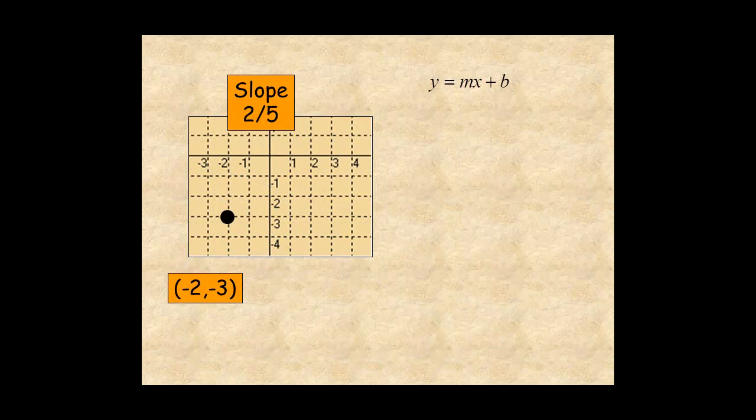For the second example, you're given a line that passes through the point -2, -3, with a slope of +2/5. Beginning with the slope-intercept form, substitute the given slope, m equals 2/5, and the coordinates of the given point, x equals -2 and y equals -3. Then 2/5 times -2 is -4/5.